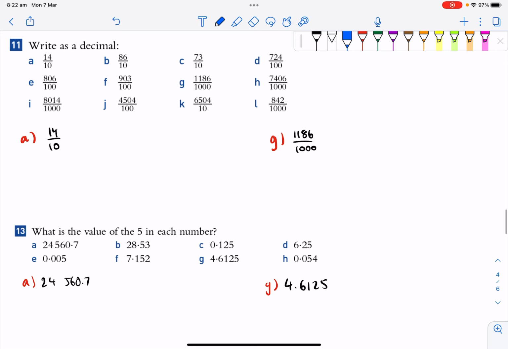Okay, with question 11, we have 14 out of 10. So write 14. You always write the top number. And then from the bottom number, it tells you 1 decimal place, because there's 1 zero. Normally the decimals would start here. It's telling you to move 1 decimal place this way.